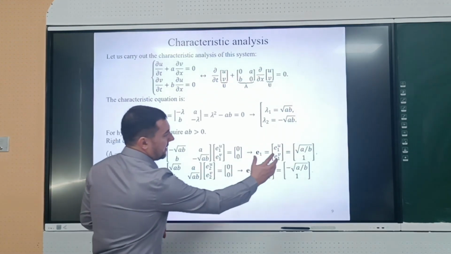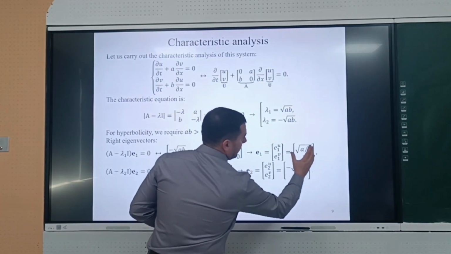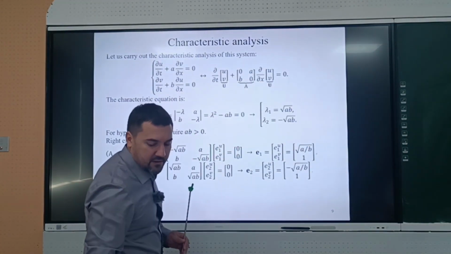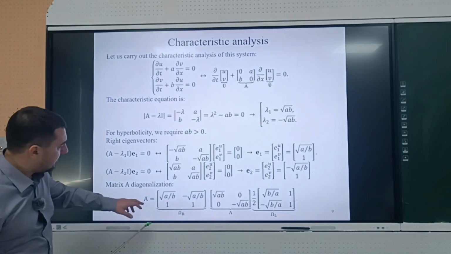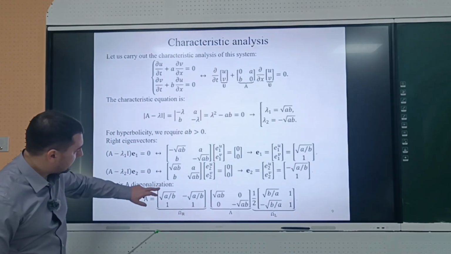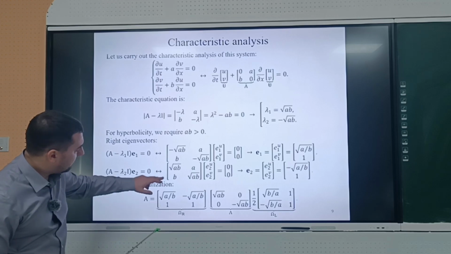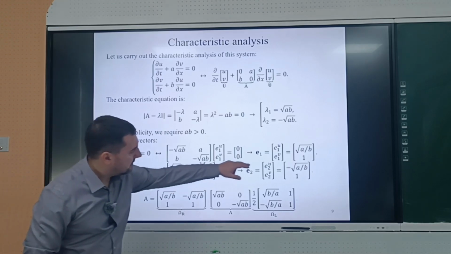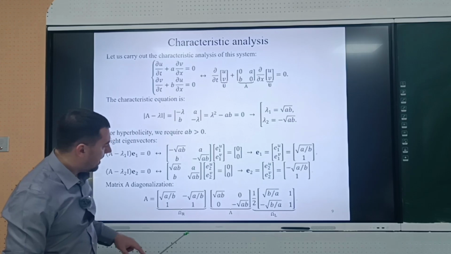And then we will take the first eigenvector and the second and place them one after another, and it gives us matrix omega R. So you can see it's just the first right eigenvector and the second. So this one, then this one.